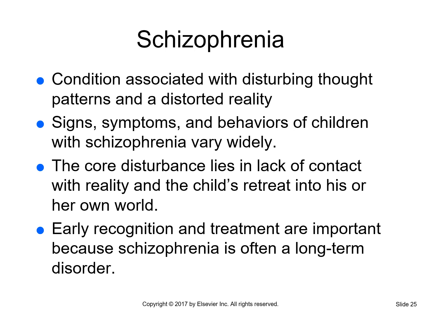Schizophrenia is a condition associated with disturbing thought patterns and a distorted reality. Signs, symptoms, and behaviors of children with schizophrenia vary widely, and the most important thing for this one is early recognition and treatment. Early recognition and treatment are very important because schizophrenia is often a long-term disorder. Okay.